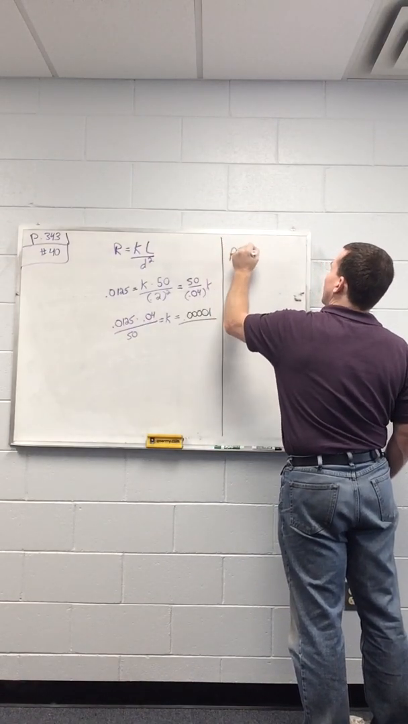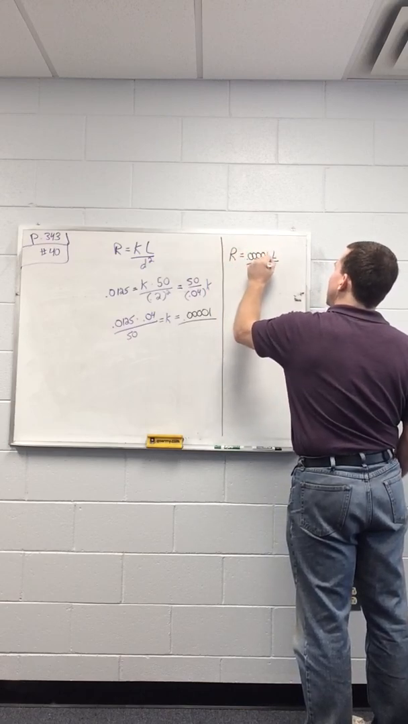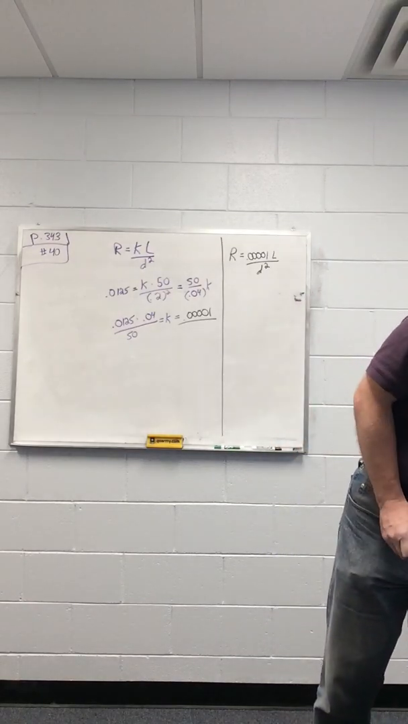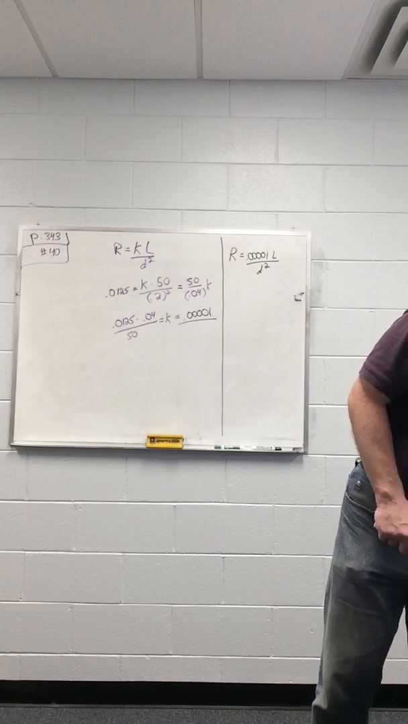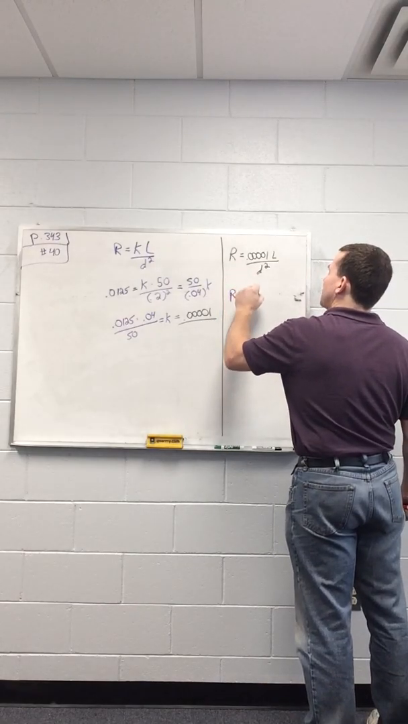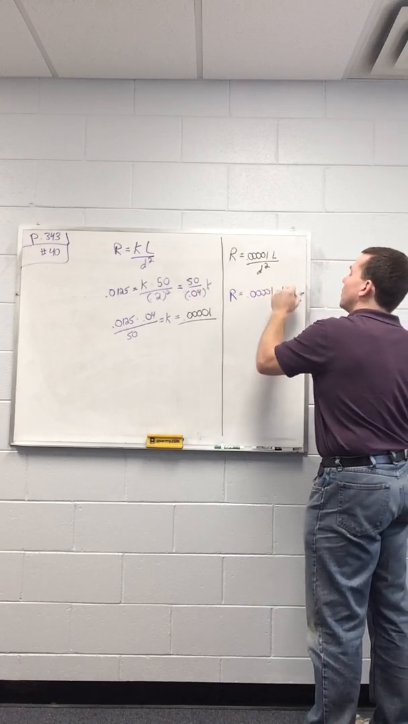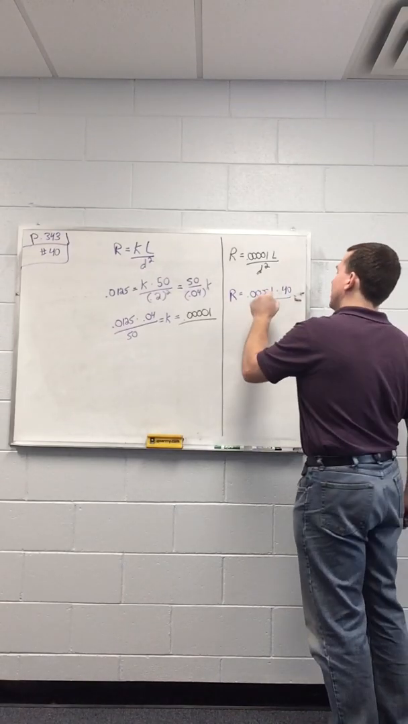Now, I rewrite my equation. R equals 0.00001 L all over D squared. Now I can try to solve the problem I'm given. Find the resistance of a 40-foot wire with a diameter of 0.1 inch. So I'm looking for R. R equals 0.00001. It's a 40-foot wire with a diameter of 0.1.